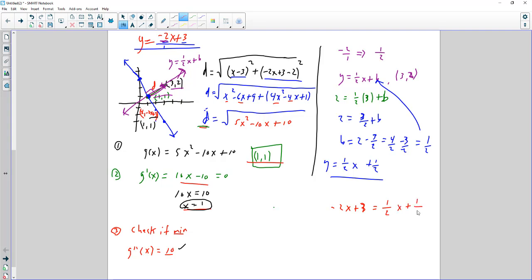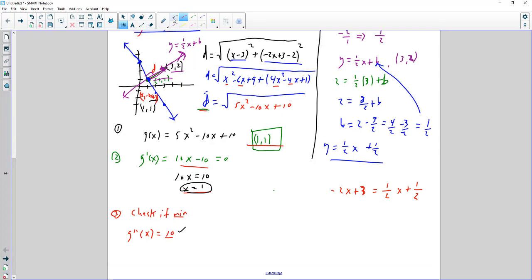This is why I use the iPad, because if I use my computer, it's actually really slow. Okay, so here we go.